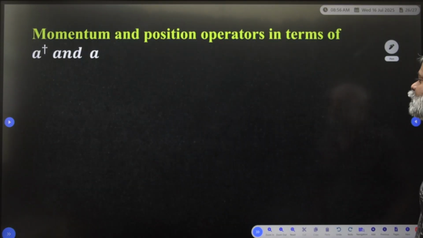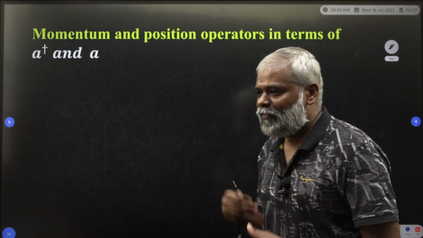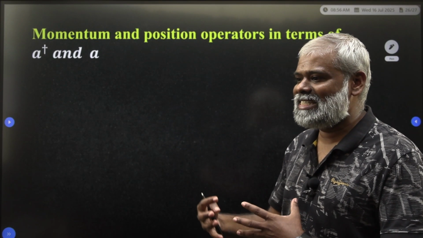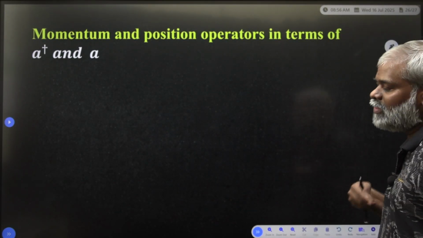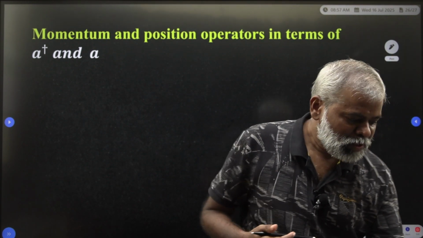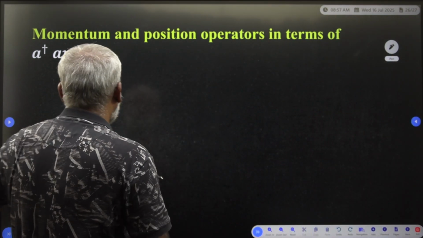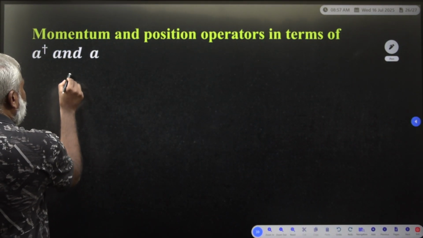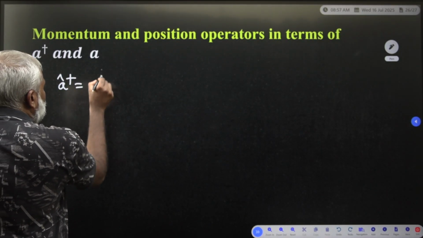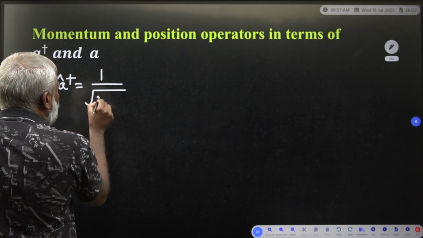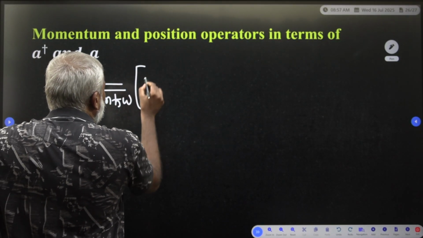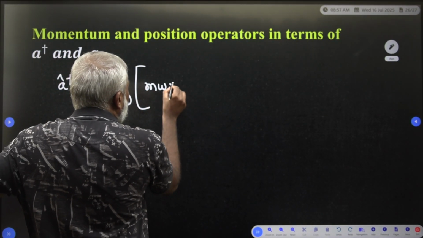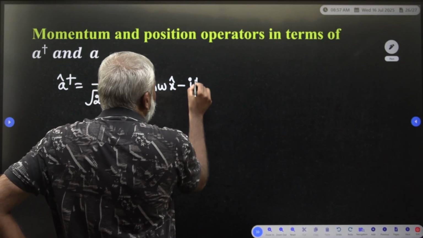So not only that, we need to represent the momentum and position operators in terms of A dagger and A. So what is A dagger? We know that A dagger is the rising operator, 1 by square root of 2m h cut omega into (m omega x cap minus i p x cap).